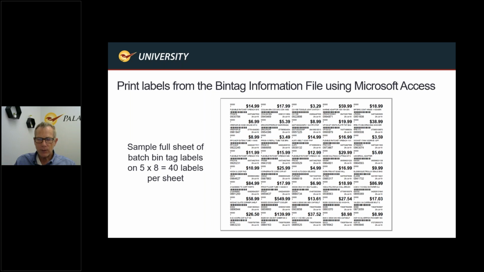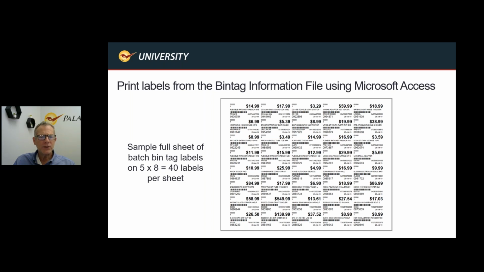All right, that's how you produce this document, which is presumably a yellow and white sheet of paper with yellow and white lines on it, perforated or broken out by 40 different labels on this one sheet. This is a 5x8, 40 sheet label. Now we have different sizes as well that we can offer, but this is the most standard one to use. And it may produce one sheet, two sheets, three sheets, or half a sheet. It's going to produce whatever is in the bin tag information file.